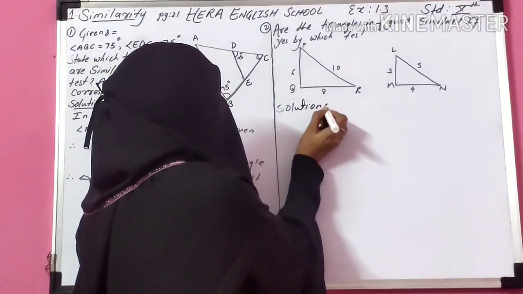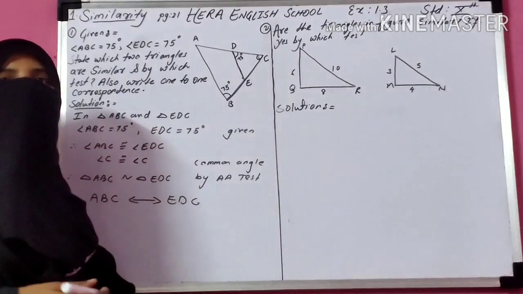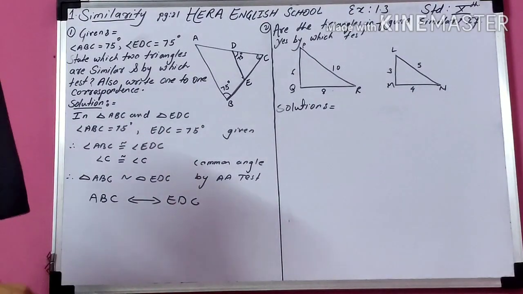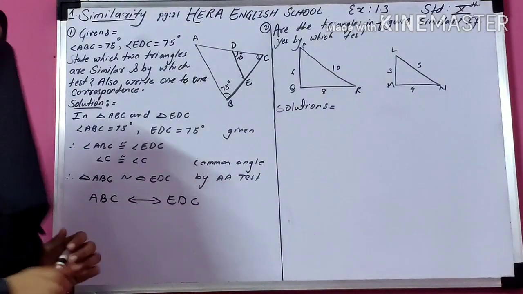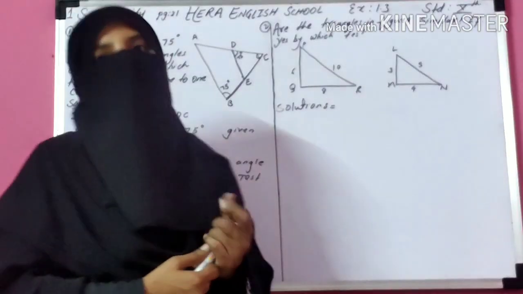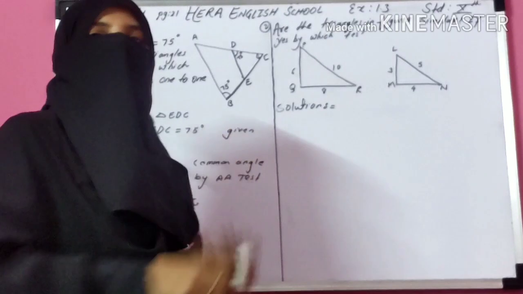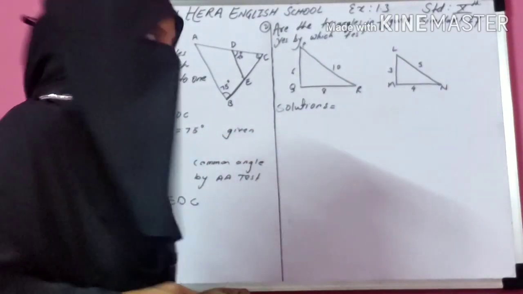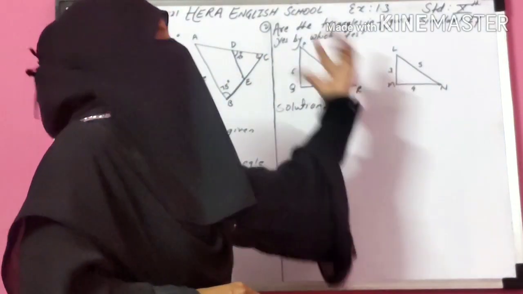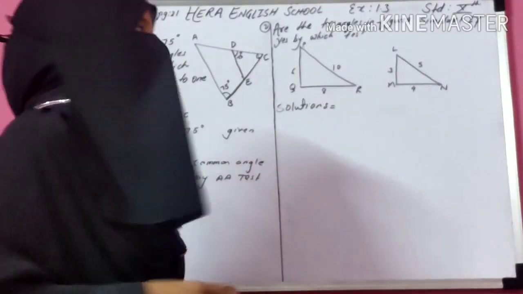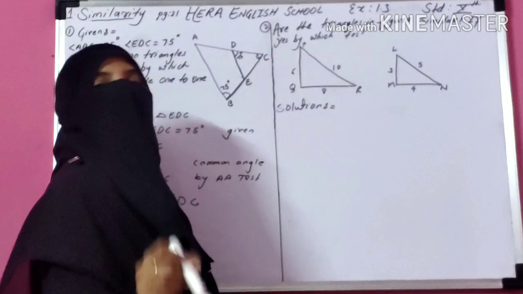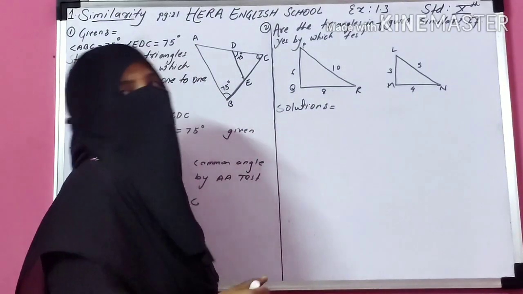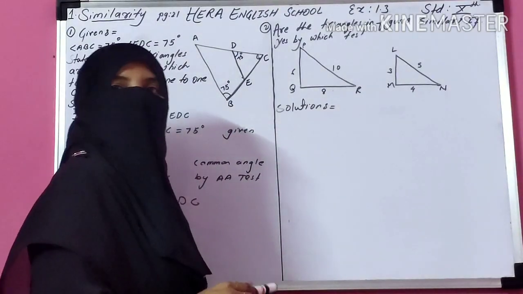If you observe the figure, the question is only about the sides. There is no angle mentioned here. To prove two triangles similar or not, the corresponding sides should be in proportion. If the corresponding sides of these two triangles are in proportion, then we can say that they are similar by the SSS test of similarity.